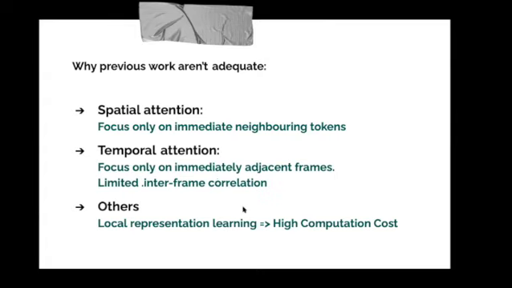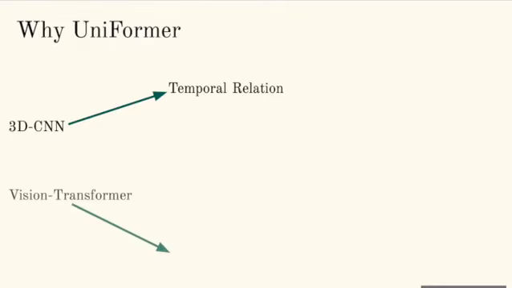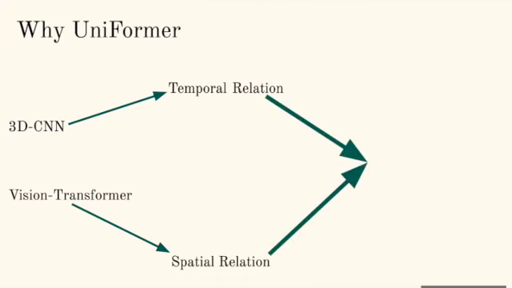Now, we have another issue, which I guess I have hinted at in the previous slide: since the representation is very local, the learning is very local, and to aggregate that, it requires an even longer time and hence high computation cost. Now, why we need UniFormer, like why the writers have proposed UniFormer. So 3D CNN gives temporal relations, vision transformer gives spatial relations, and if we combine these two best aspects, they give us UniFormers. So UniFormer is trying to get the best of 3D convolution and transformers.